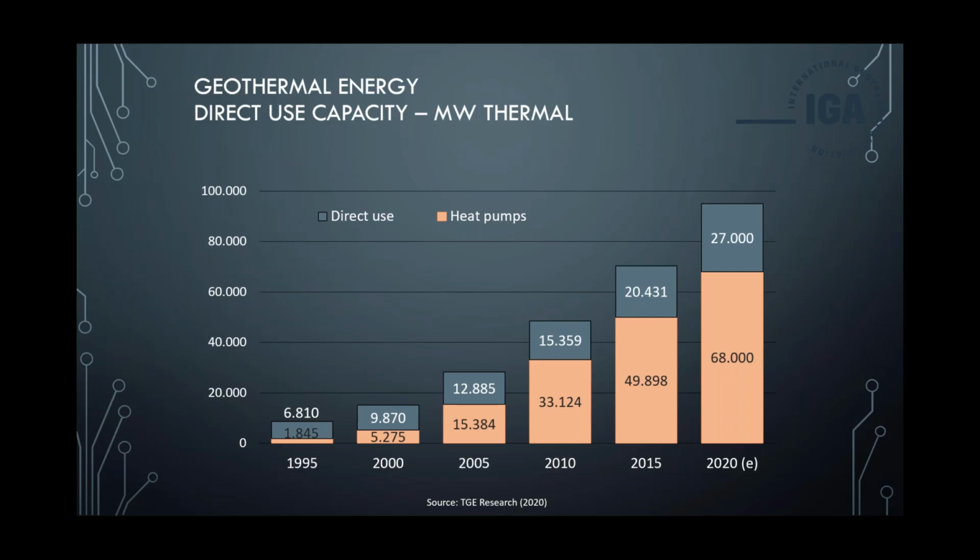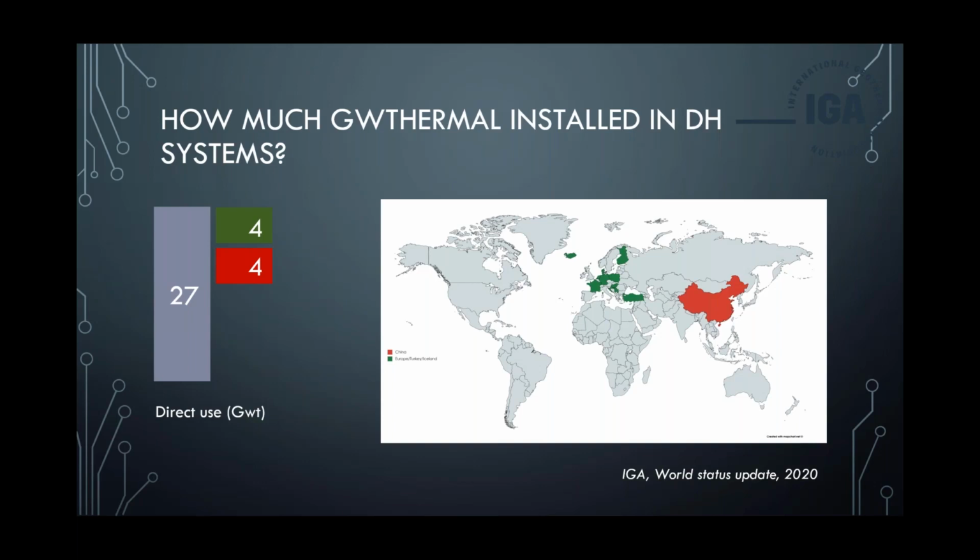Direct use, on the other hand, if you look at the past 5 years, went from 20 megawatts thermal installed in 2015 to approximately 27 planned for 2020. And this is not just district heating, this is the aggregated installed capacity across the world when we talk about geothermal direct use for greenhouses, hot springs, swimming pools, but also district heating purposes. If we look at that, and again this comes from our World Status Update, we see 2 dominant regions who have implemented geothermal in their district heating network. And on average, it's 50-50 when it comes to how much installed capacity we have now.